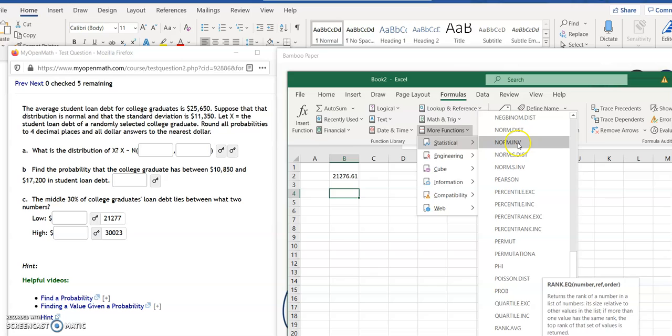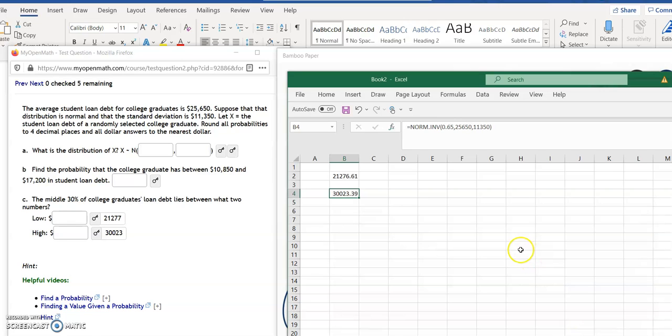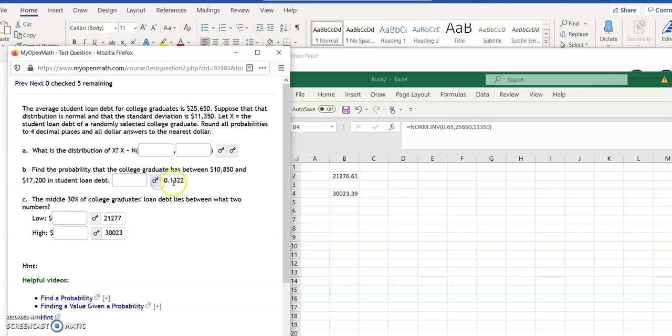Norm.inv, probability 0.65, mean 25,650, standard deviation 11,350. There it is. I don't think I have to do this one, the between 10,850. For that, use norm.dist for each value, you're going to get two probabilities, then subtract the higher probability minus the lower probability, and you'll get this answer.